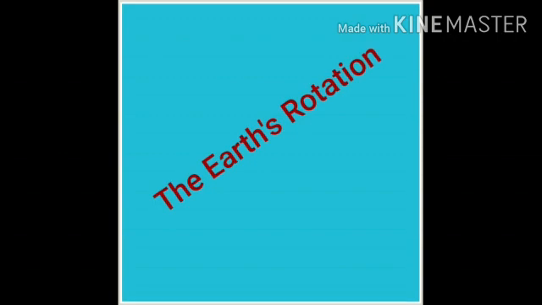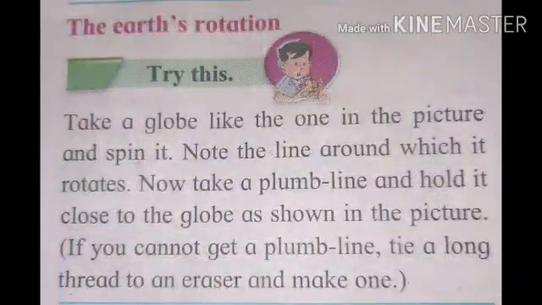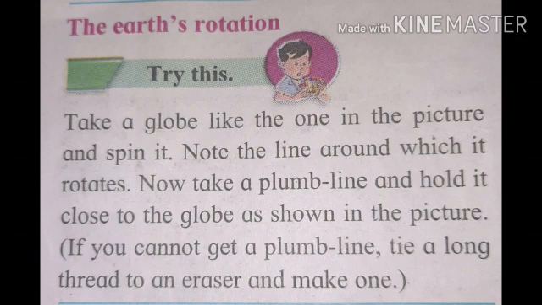Next, the Earth's rotation. Now, what is the Earth's rotation? The rotating of the Earth around itself is called the Earth's rotation. Here also, there is a small activity. Take a globe like the one in the picture and spin it. Note the line around which it rotates. Now take a plumb line and hold it close to the globe as shown in the picture. If you cannot get a plumb line, tie a long thread to an eraser and make one.